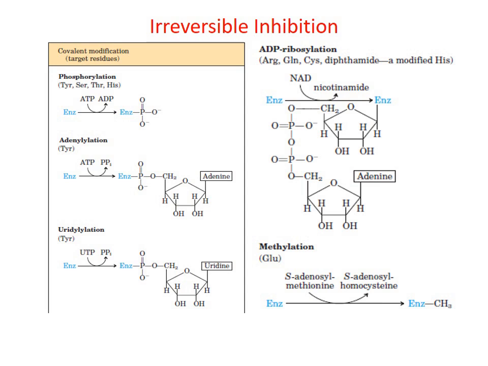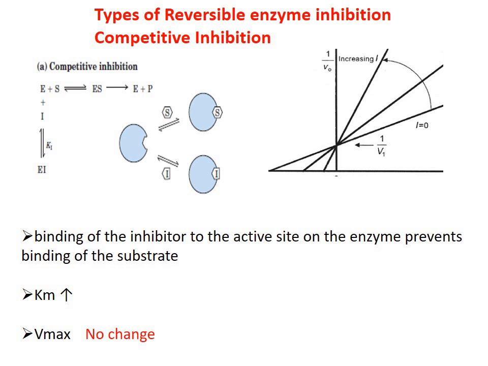In the case of methylation, the methyl group donor is S-adenosyl methionine, which donates a methyl group to the glutamic acid residue on the surface of the enzyme. So enzymes are methylated and their activity is also affected. There are three types of reversible enzyme inhibition. First is competitive inhibition, second is non-competitive inhibition, third is uncompetitive inhibition.